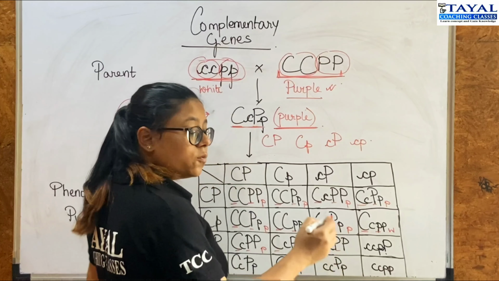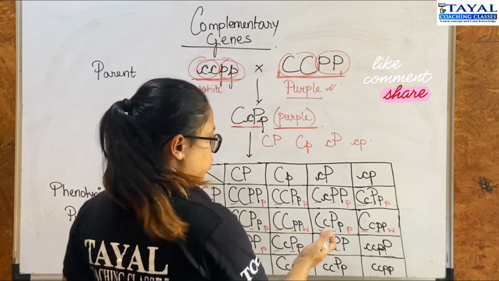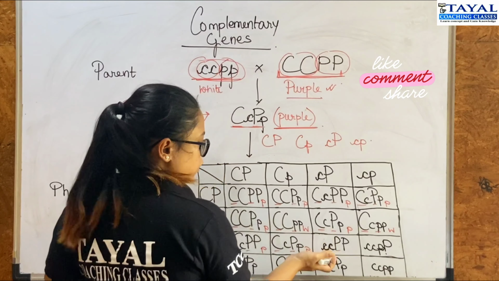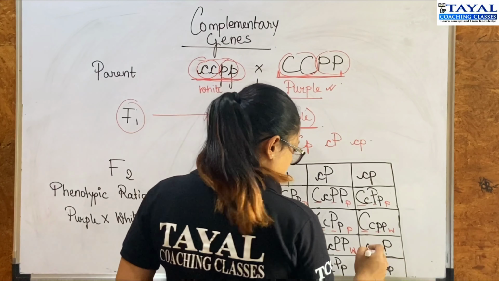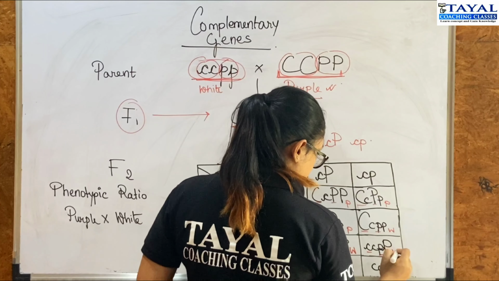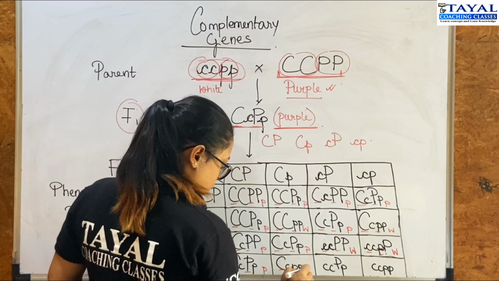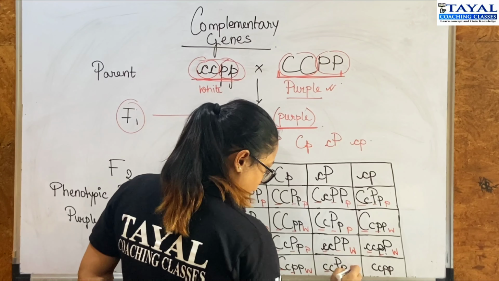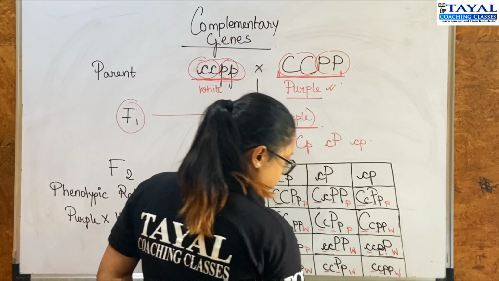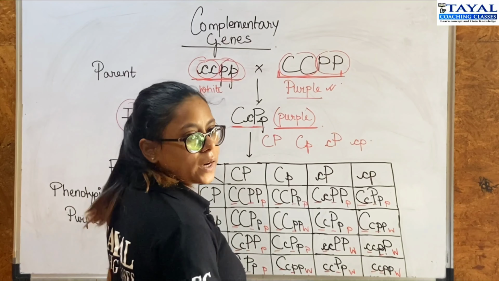Again here we have the dominance for P, but we don't have the dominant for C. So then it becomes white. This again has no dominant in the first copy. In the second there is. So this is again white. This is again purple, white, white, and this is obviously the double recessive condition, which is again white, correct?